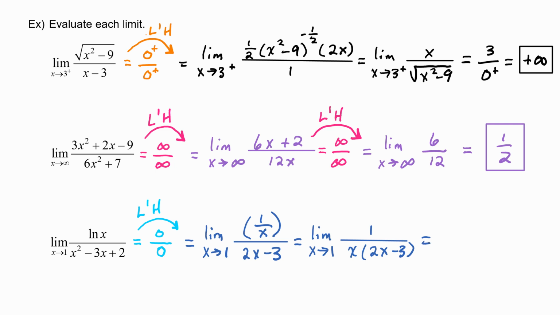Now let's try plugging in the limit value. It would equal 1 over 1 times negative 1. So this limit is just equal to negative 1.